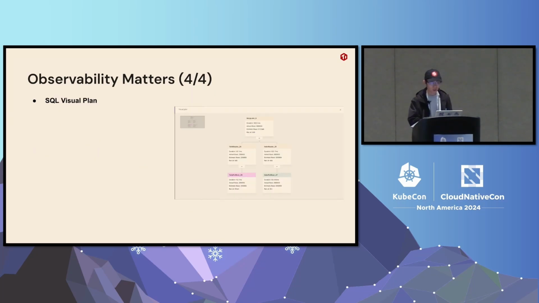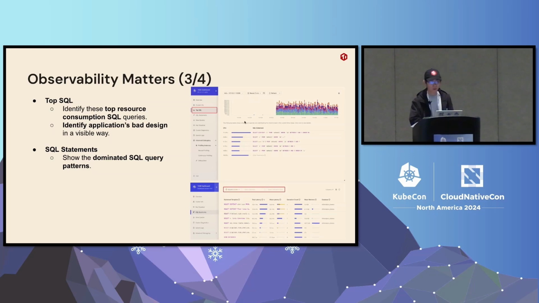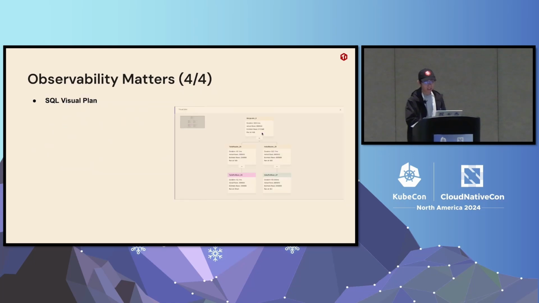So after you have located, for example, the top SQL, you can click here, and then we can show the execution plan of the SQL: what the query plan is, and for each step, how many rows it has scanned, how many resources it has taken, and how much time it has taken.